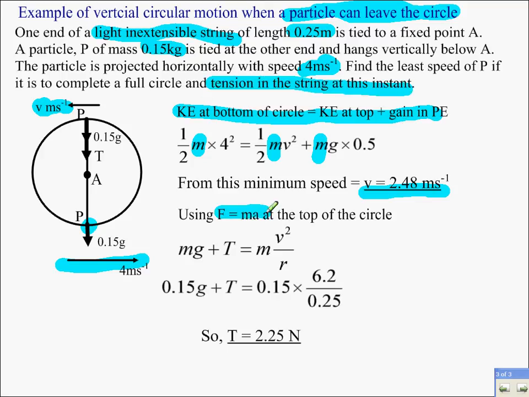F equals ma at the top of the circle. Obviously at that top point you've got mg plus T equals m v squared over r. Remember, we're using that instead of a. Sub all that in, you know the mass, you know v at that point because you just worked it out, and you know r, so you can get T as 2.25 newtons.